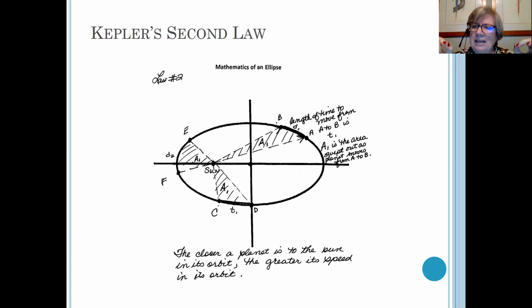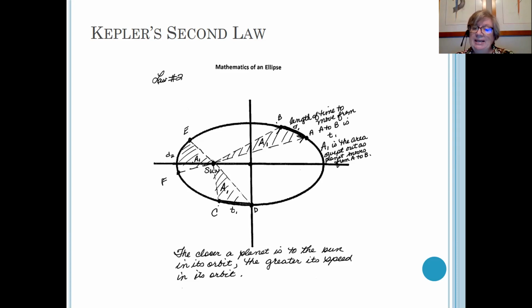All right, but it takes the planet the same amount of time to move from A to B as it does from E to F. So where is it moving faster? Well, it's going a shorter distance from A to B than from E to F. So if it's the same length of time, it's going farther from E to F. It's got to go faster. So the planet's moving faster when it's closer to the sun.